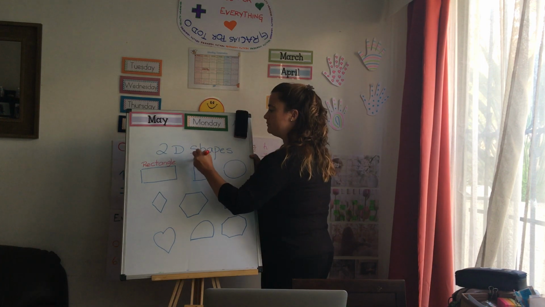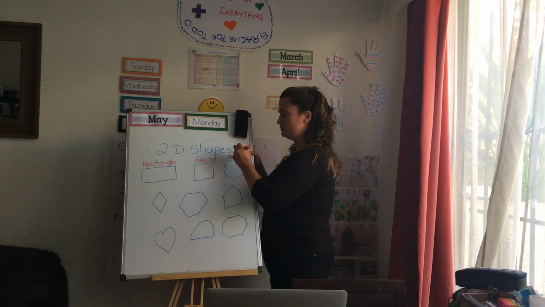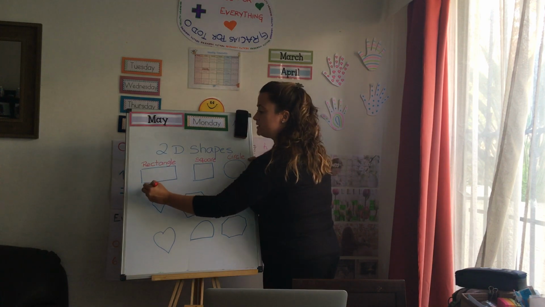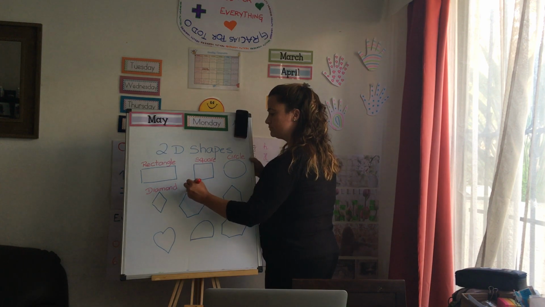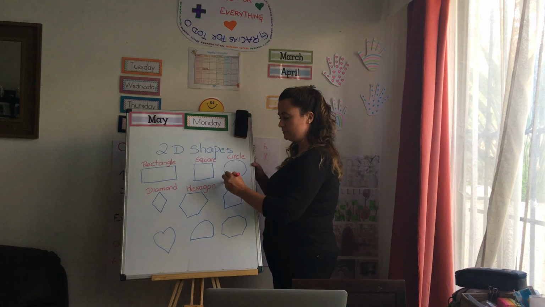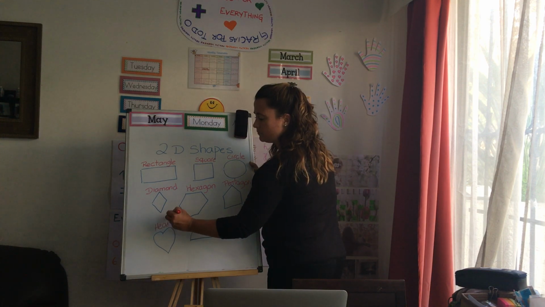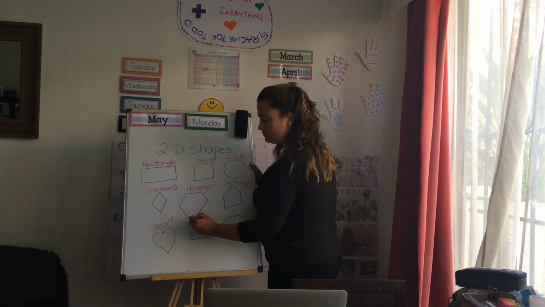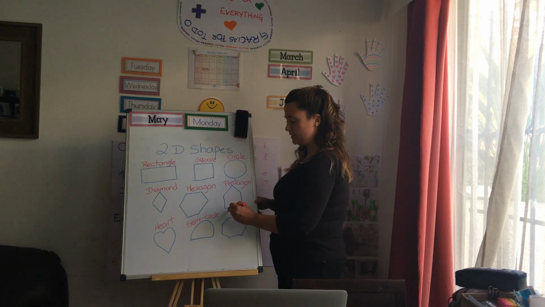Square. Circle. Diamond. Hexagon. Pentagon. Heart shape. Semicircle. And octagon.